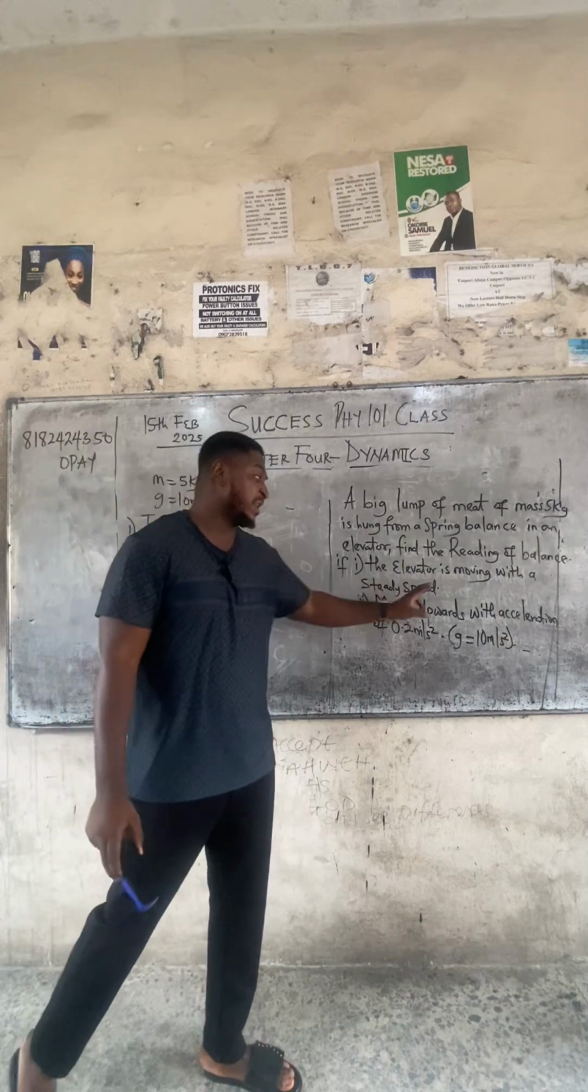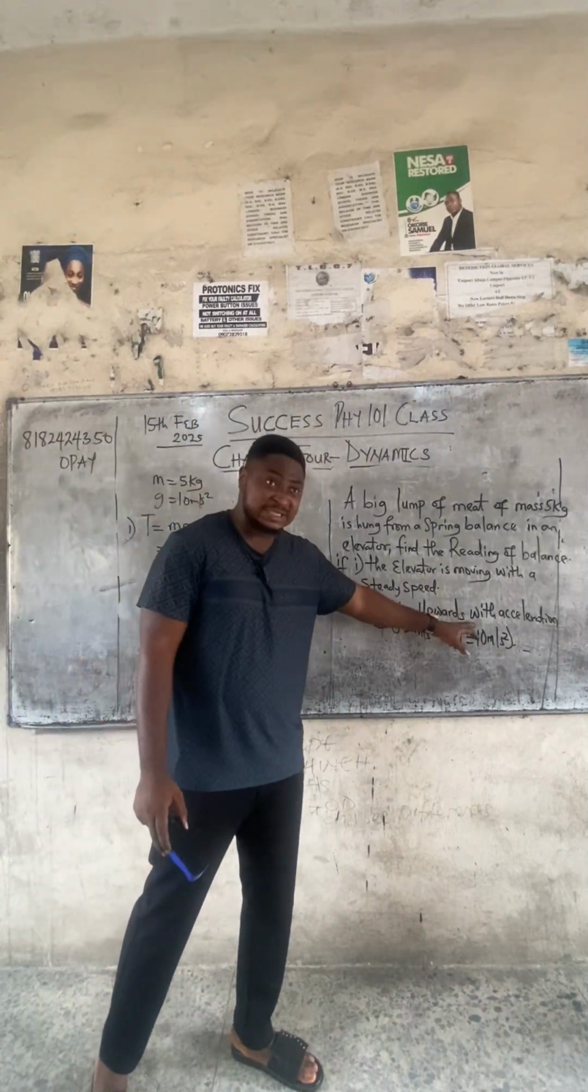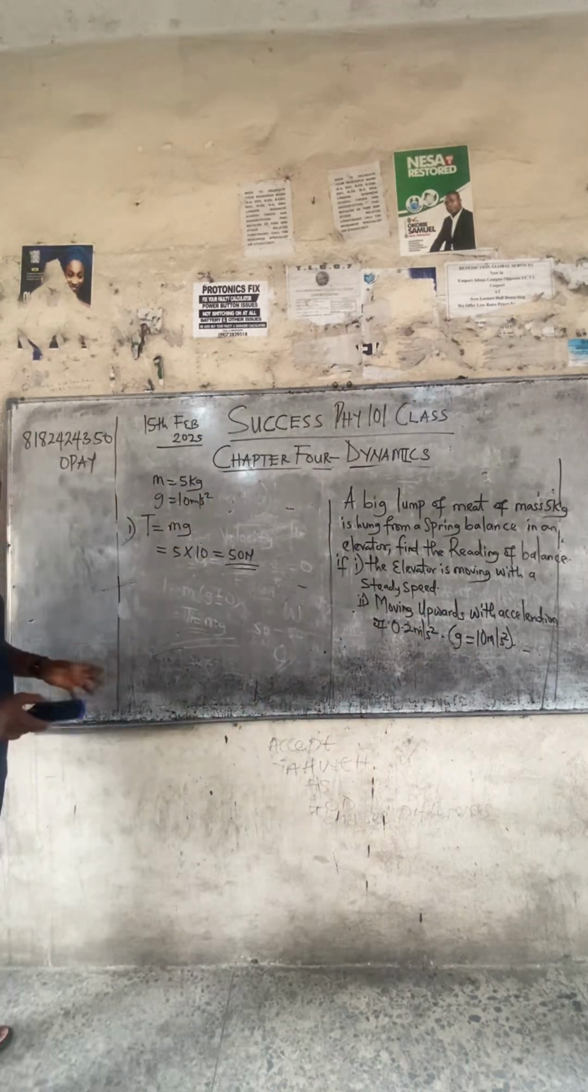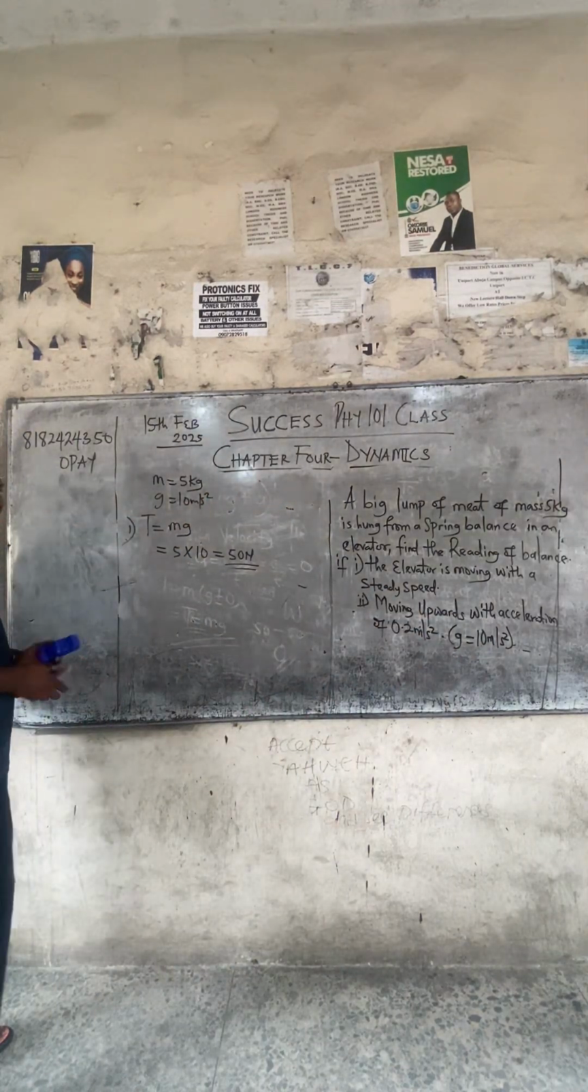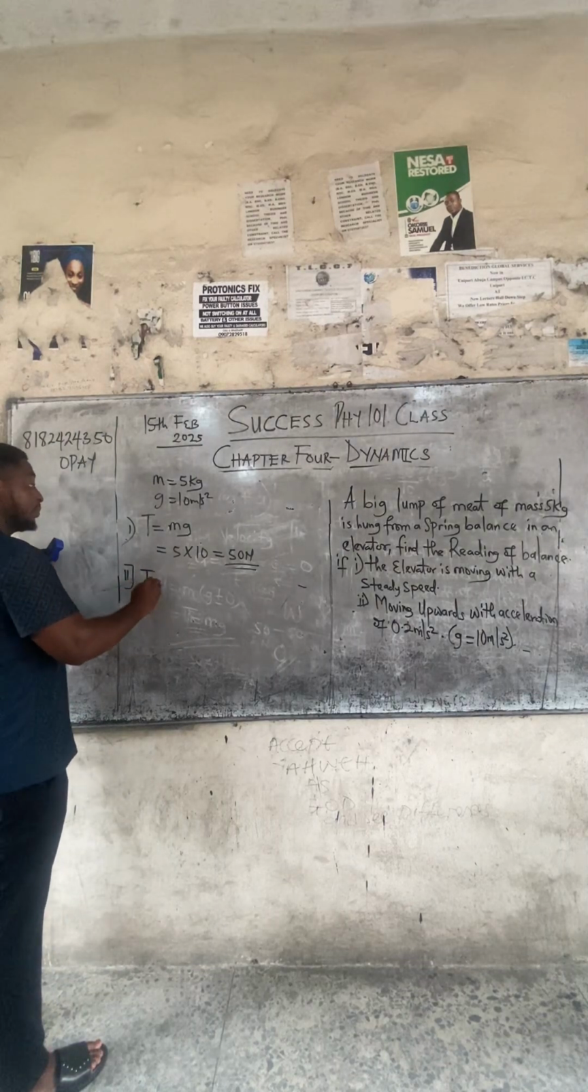Check. In the first part, they did not even give you acceleration because acceleration is 0. But look at the second part. When it's now moving upward, it's no longer at steady speed. They now give you acceleration. For the second part, moving upward, do you use plus or minus? Let me see if you remember. Upward is what?